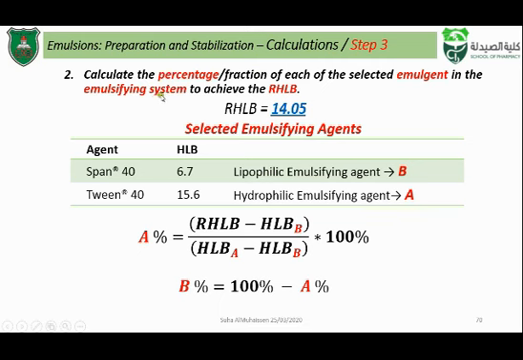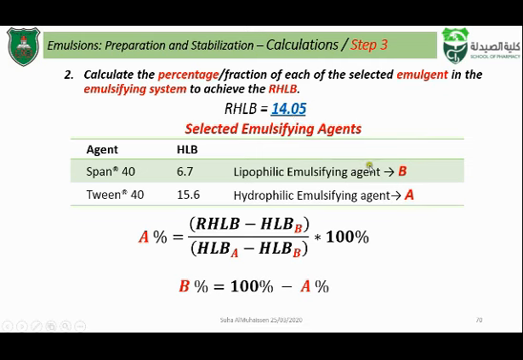I can't emphasize enough the words emulsifying system, because first we will calculate the percentage of each of the selected emulsifying agents in the emulsifying system. Then we will go back to the emulsion to calculate the percentage of these two selected emulsifying agents in the emulsion formula, to achieve the required HLB, in our example 14.05.